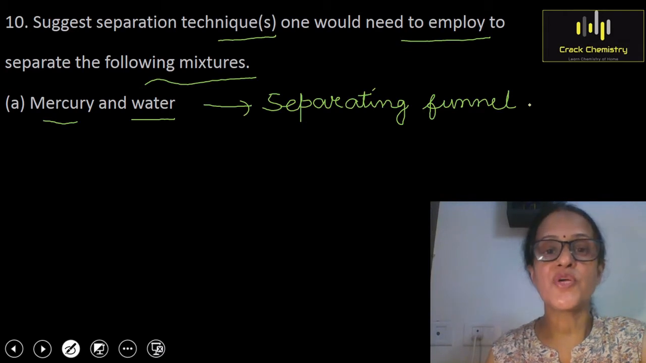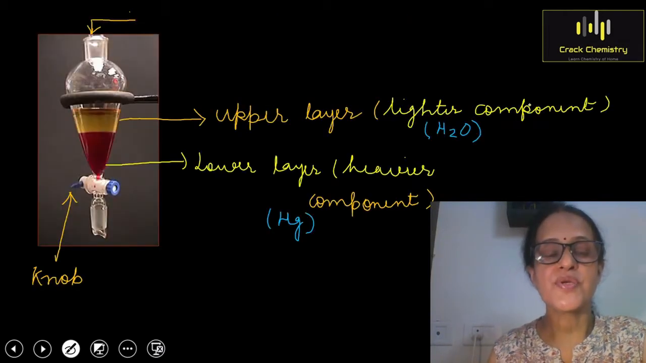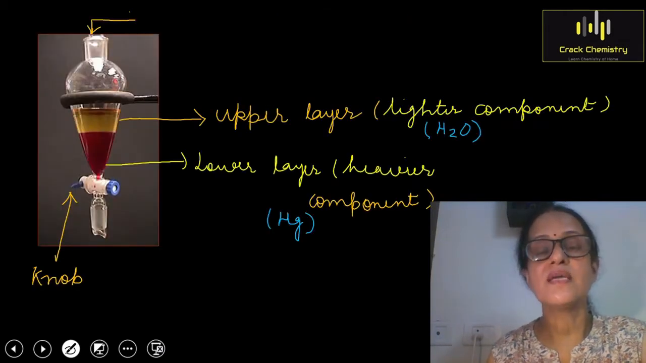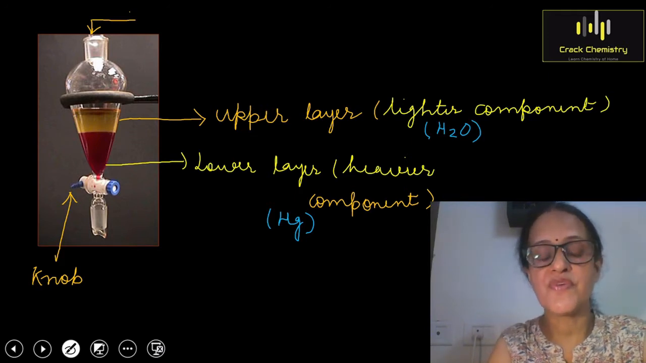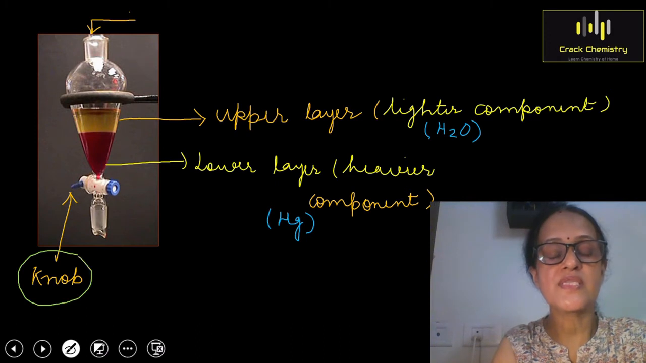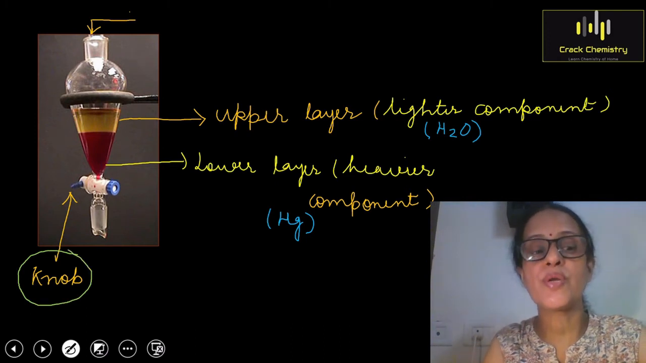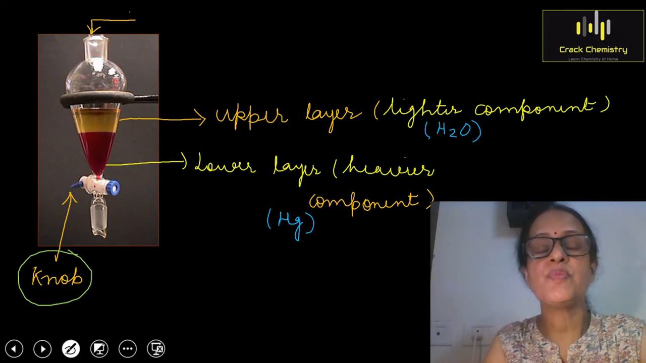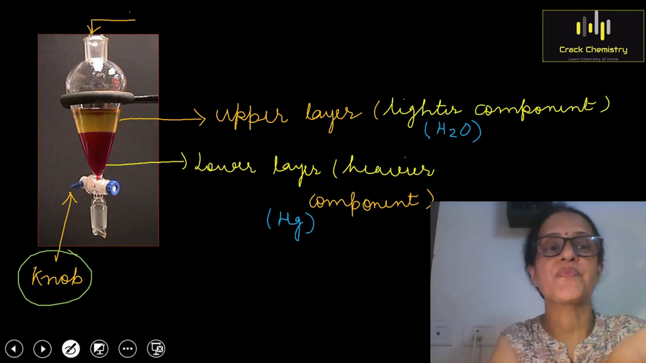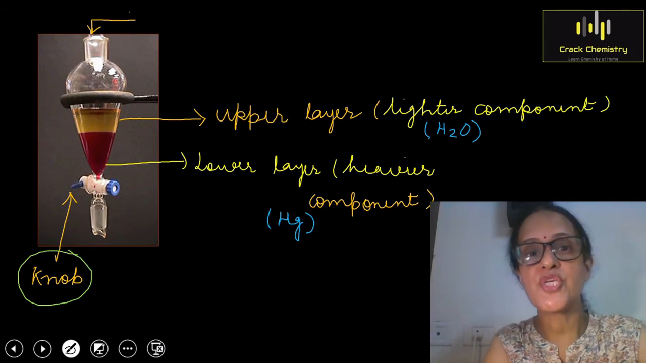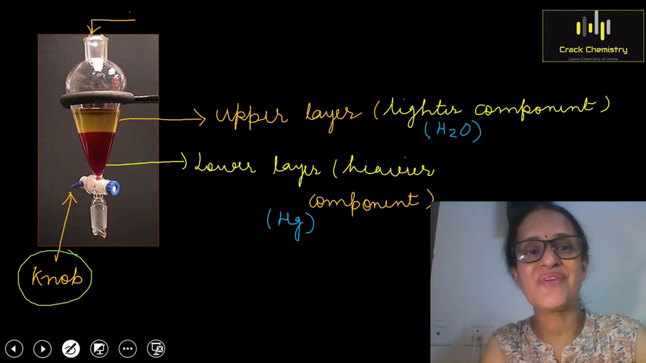So now let's see what is a separating funnel. Students, in this diagram you can see a separating funnel. This is the diagram of a separating funnel, where you can see a knob is present in the lower portion, which is used to remove liquids from separating funnel. The mixture to be purified is placed inside separating funnel from the top. So we have placed the mixture of mercury and water in the separating funnel.